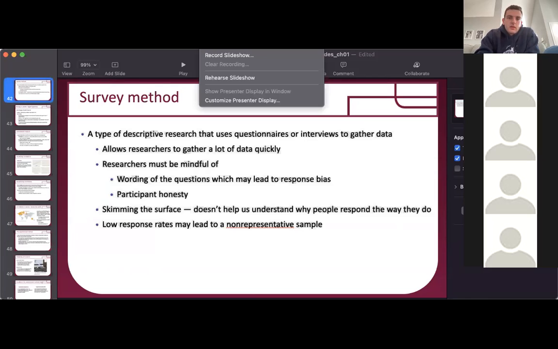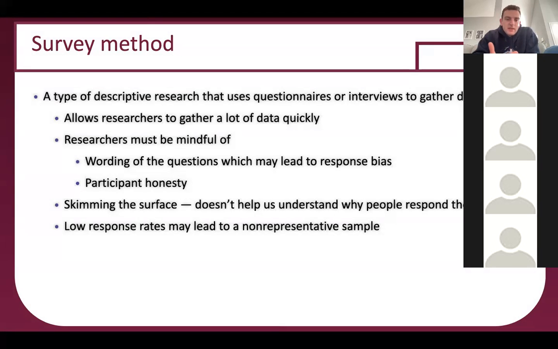And the researchers can also lead them in a certain direction based on how they ask the question. Participants lie, like I said earlier. This one down here at the bottom is very important. Low response rates, especially from certain demographics, may lead to a non-representative sample. So if something like the census where hundreds of millions of people are being surveyed, if one particular group has a much larger response rate than others, that particular group's voice is going to be heard a lot more.